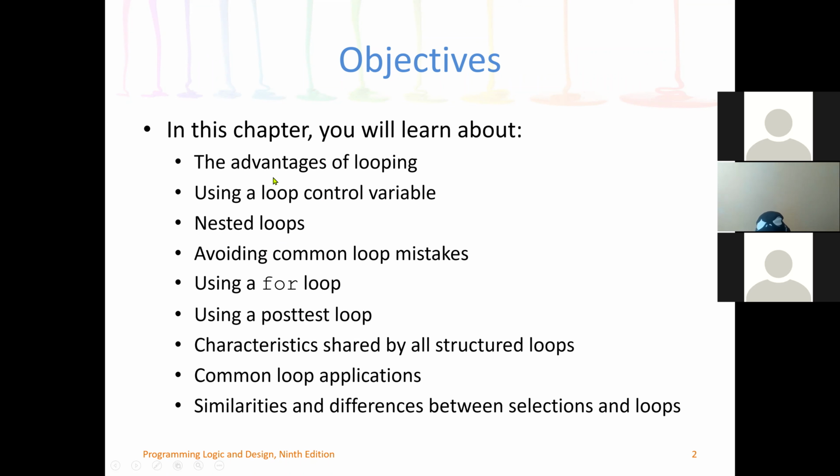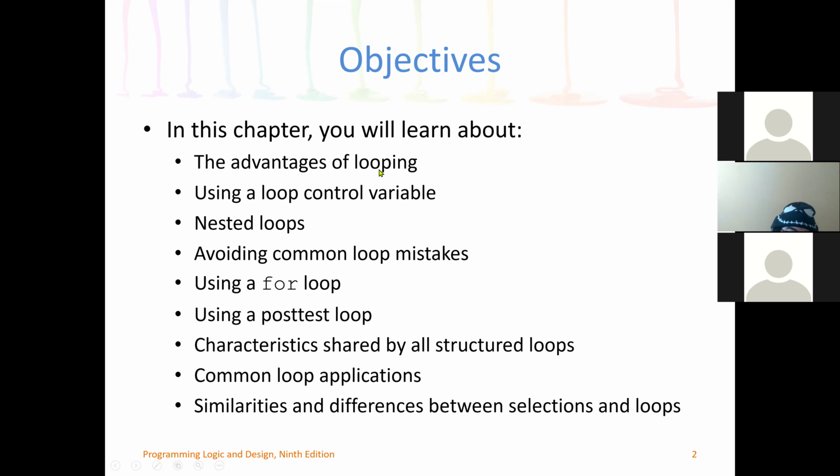One of the major advantages of looping is that we reduce the number of statements we have to write. For example, if I want to print a statement on my screen 100 times, I don't want to write the print statement 100 times. Rather, I'm going to write it once inside a loop, and I will tell the loop to execute 100 times.